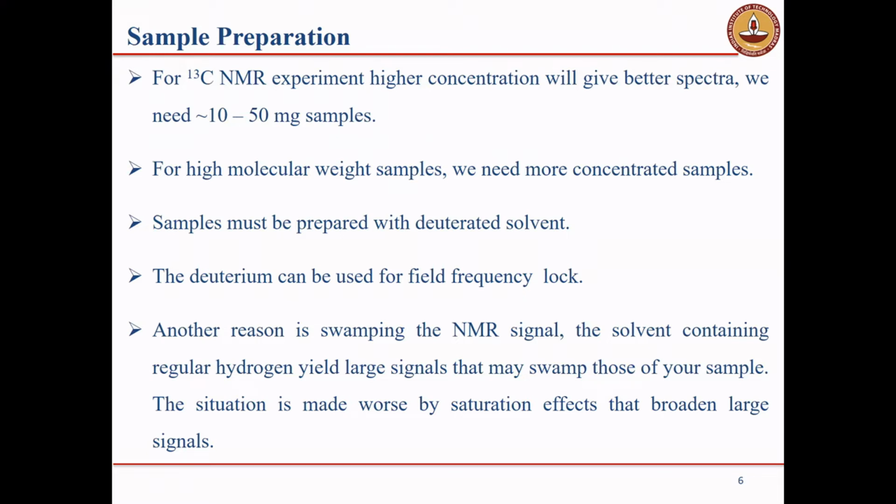For NMR purposes, we need to prepare the sample with deuterated solvents for two reasons. One is for field frequency locking, and the other is to avoid swamping the NMR signal. If you use protic solvents, they will mask your compound signal, and you cannot see any of your compound signal. NMR is generally an insensitive technique.